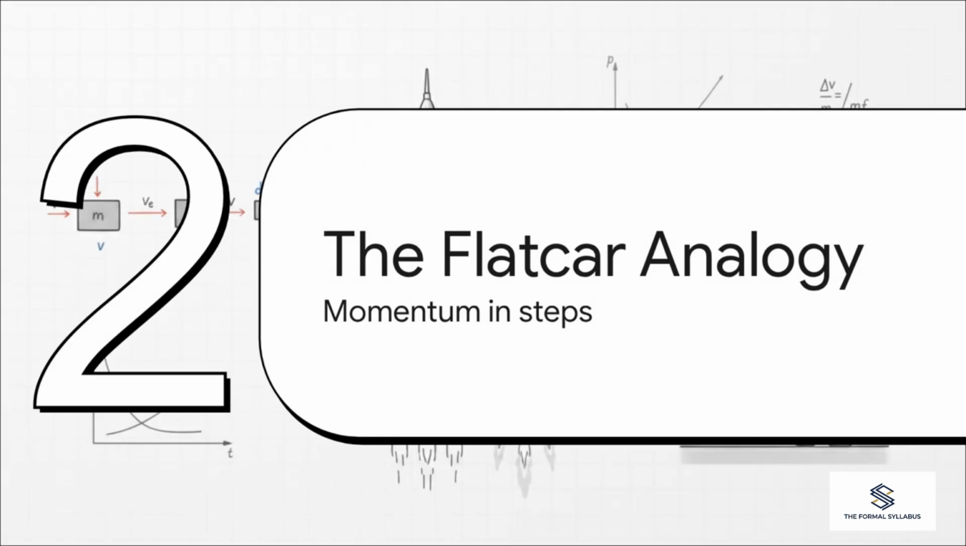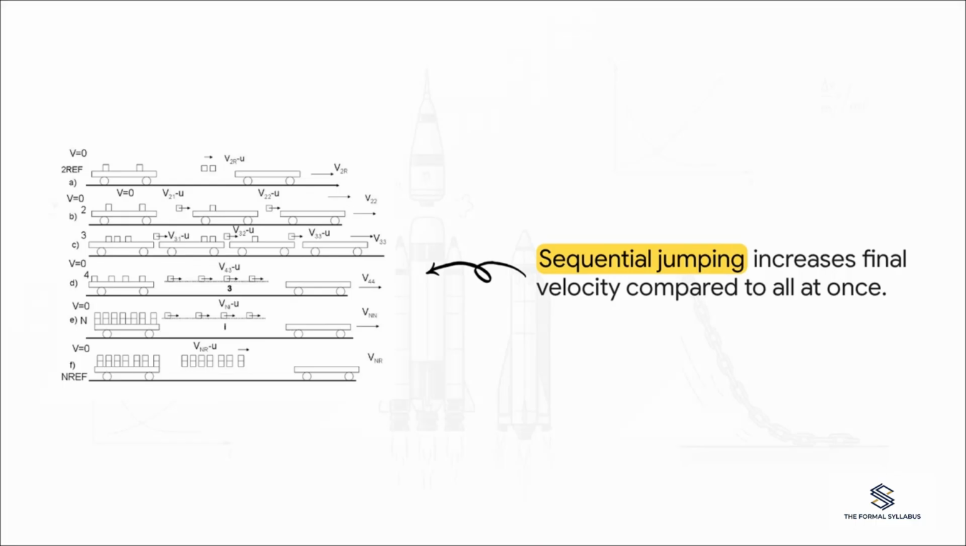So, how does this quirky physics quirk build into the core mechanics of rocket propulsion? Let's dive into Section 2, the flat car analogy, momentum in steps. Picture this. You've got a stationary flat car loaded with heavy blocks, or, say, people, who want to propel the cart forward by jumping off the back. Now, if they all jump off at the exact same moment, the cart gets one big, singular push. But if they jump sequentially, one after the other, the cart ends up reaching a higher final velocity. It all comes down to how momentum is conserved step by step.